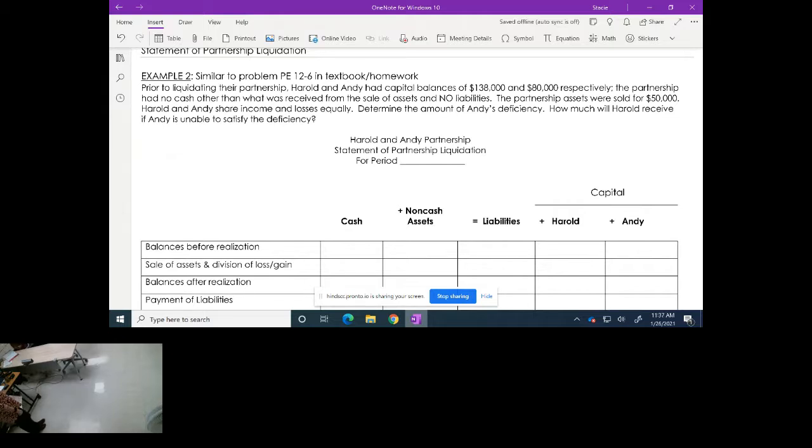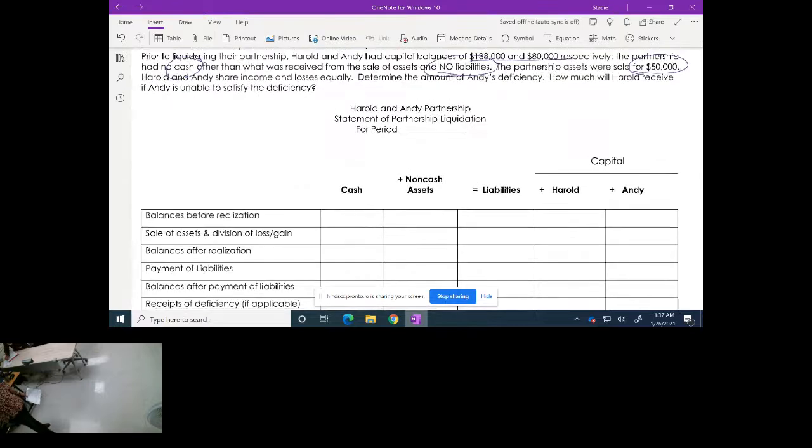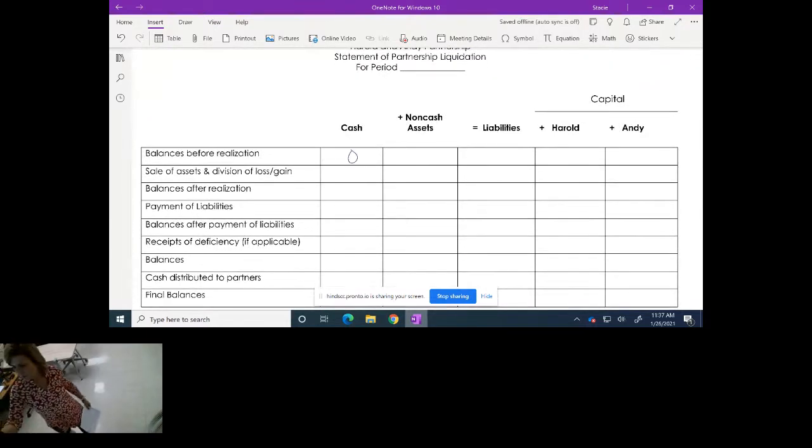Pretty much, your capital account is negative. It's not good. Okay. So in this one, you've got Harold and Andy. Here's their capital balances. Here's the sales price of the assets. No cash and no liabilities. So this is pretty easy. All right. In this one, though, Andy is unable to take care of his deficiency. We already know he's going to have one. All right. So we had 0 cash, 0 liabilities. Harold had 138.